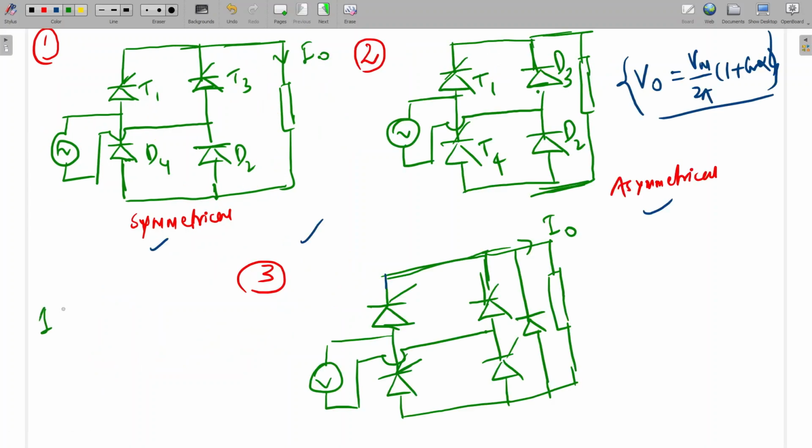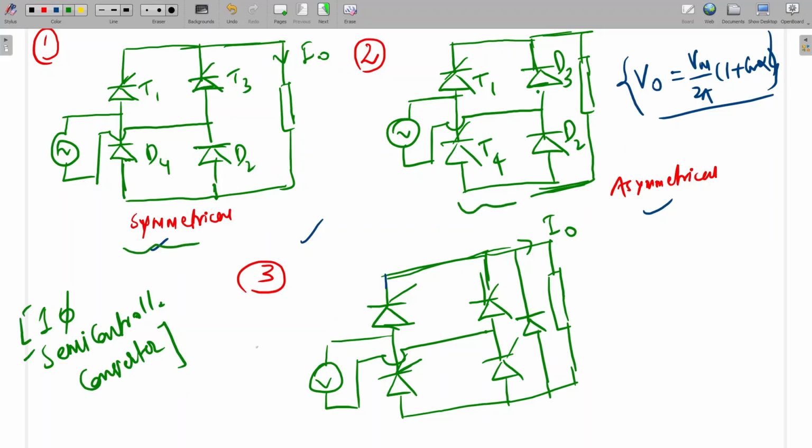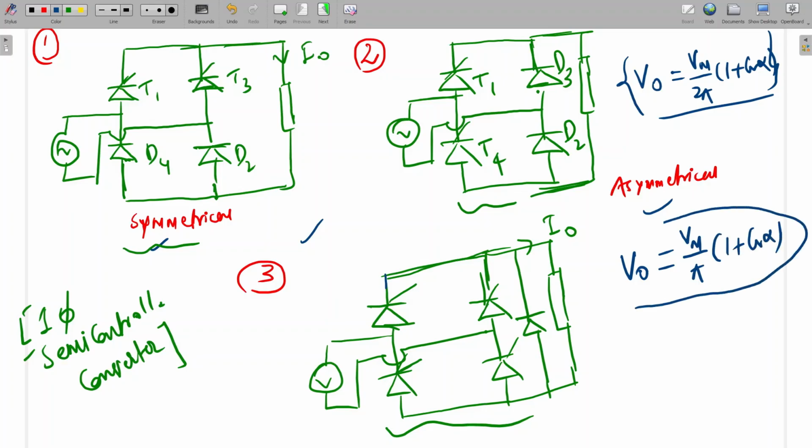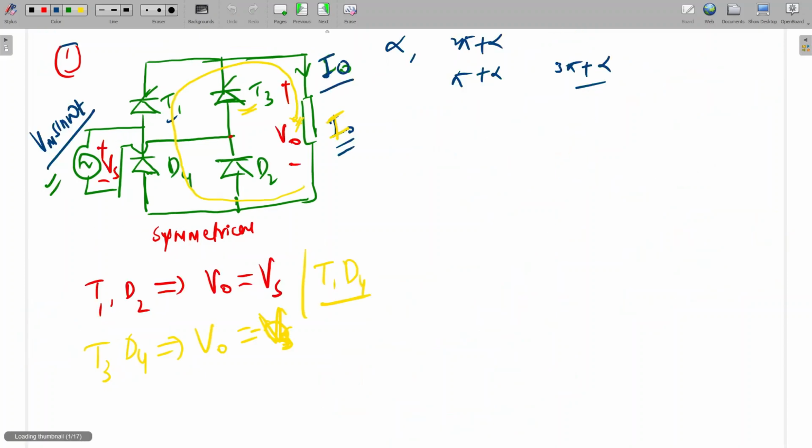Single phase semi-controlled converter, or half controlled converter. These are the three possible configurations. One by one I will explain all three circuits, and the output voltage equation will be the same for all. Vo will be Vm upon 2 pi times (1 plus cos alpha), where alpha is the firing angle. So the first circuit I am explaining is this one. One second.